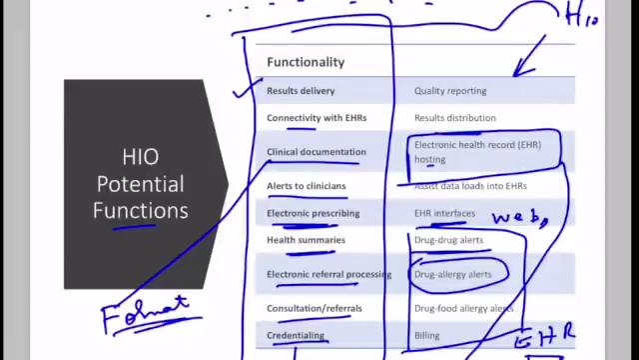We discussed interoperability in our previous slides. Today we will also discuss interoperability and the types of interoperability.